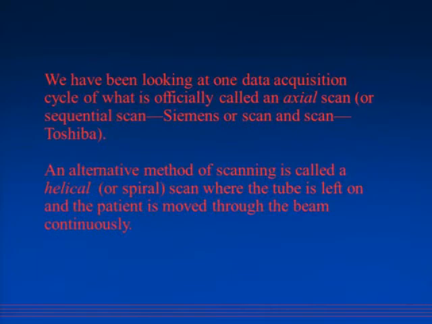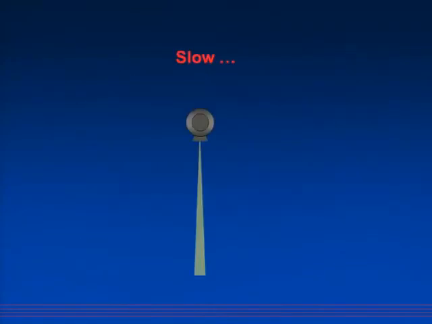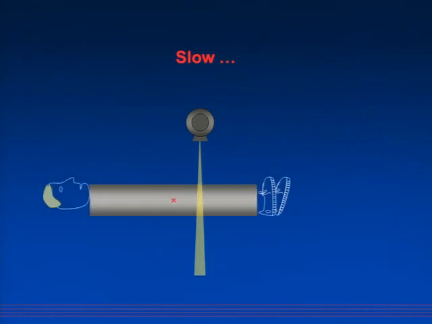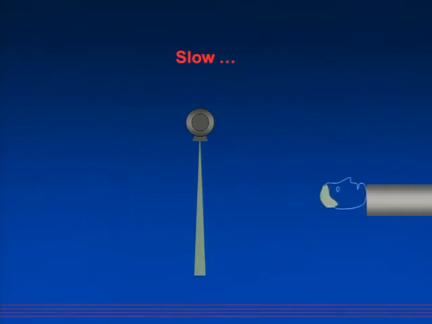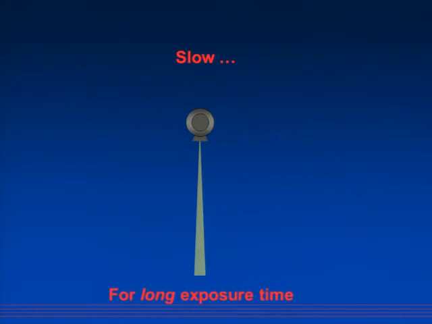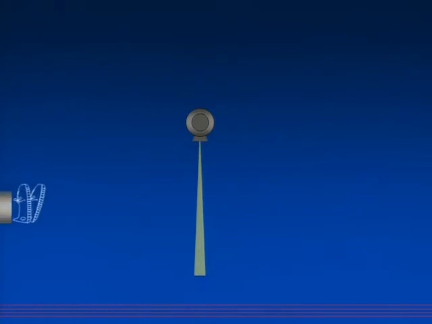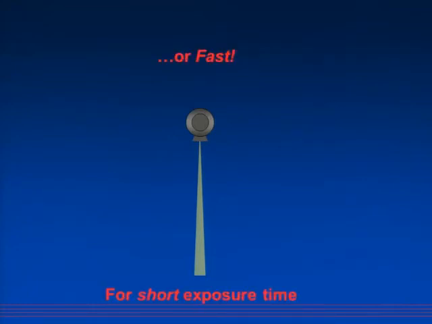An alternative method of scanning is called a helical or spiral scan, where the tube is left on and the patient is moved through the beam continuously. Now you can move the patient through the beam slow, for a long exposure time, or fast for a short exposure time.